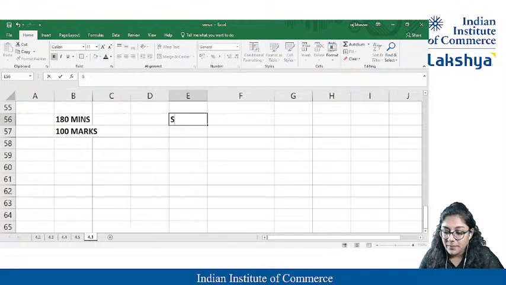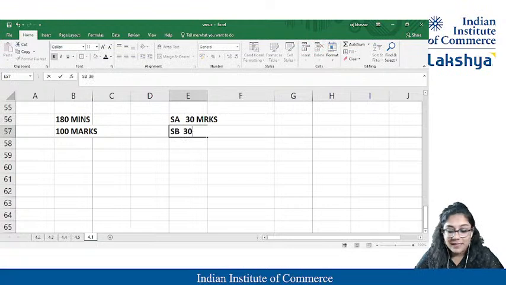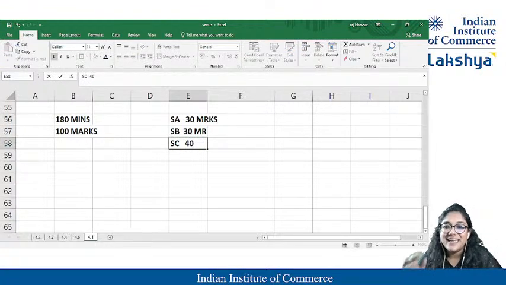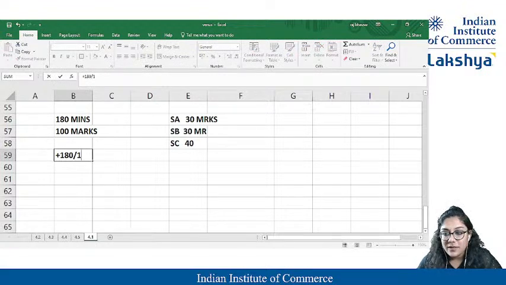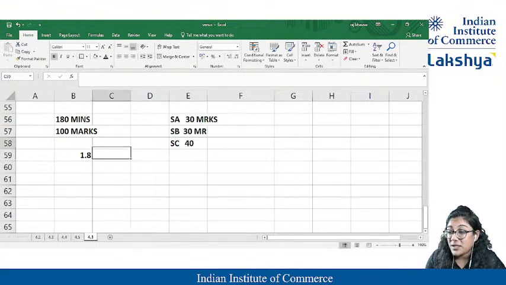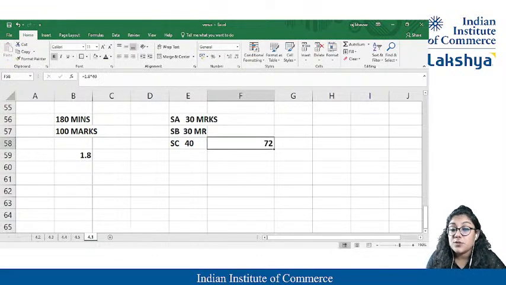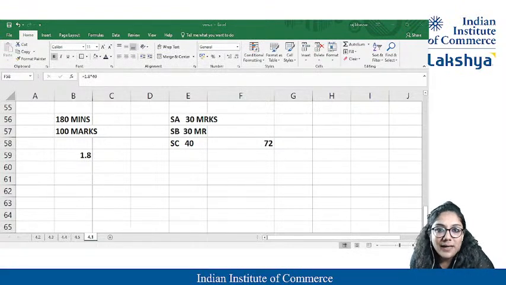Section A has 30 marks. Section B has 30 marks. Section C, which is the good one, has 40 marks. So how many minutes do you have per mark? For 180 minutes you have 100 marks, so basically 1.8 minutes per mark. So 1.8 into 40 marks is just 72 minutes, that is 1 hour and 12 minutes.